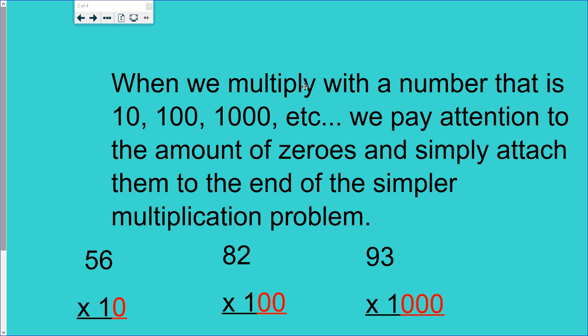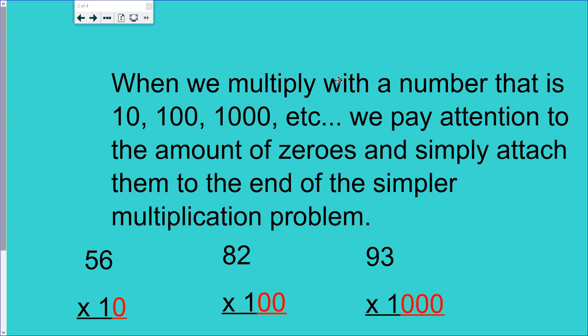When we multiply with a number that is a 10, 100, 1,000, 10,000, 100,000, doesn't matter, we pay attention to the amount of zeros and we simply attach them to the end of a simpler multiplication problem. Okay, we know that if we have 56 times 10, we're going to take 56 plus 56 plus 56 plus 56 until we get 10 of those in there.